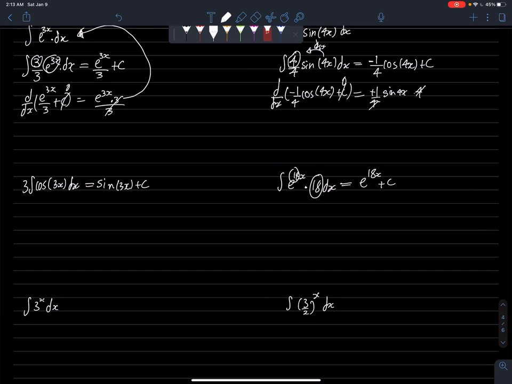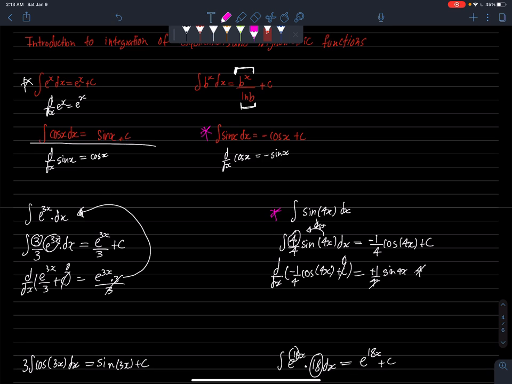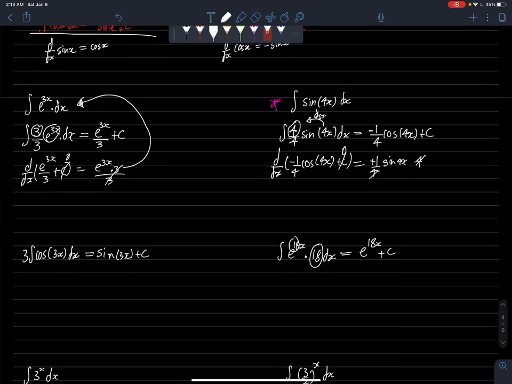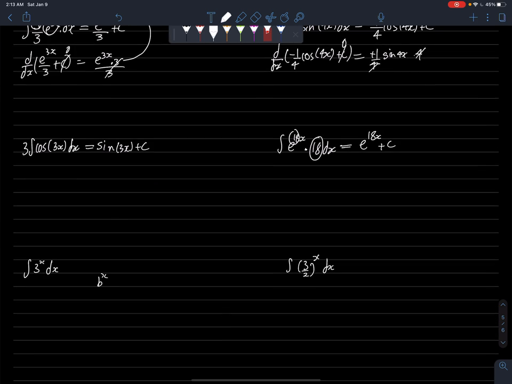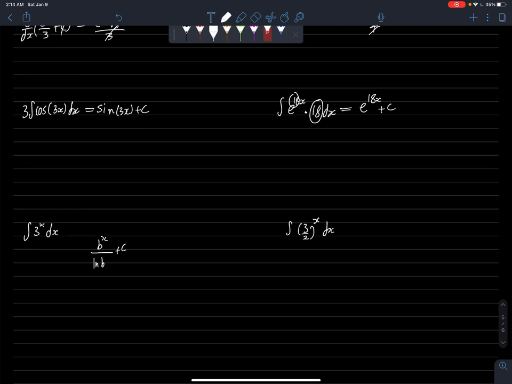Okay. So here, for this one, as we recall, this is what we're looking for: b to the x over ln b plus c. Let's write that down here. b to the x over ln b plus c. So let's apply it. Our b is 3. So we get 3 to the x over ln 3 plus c.